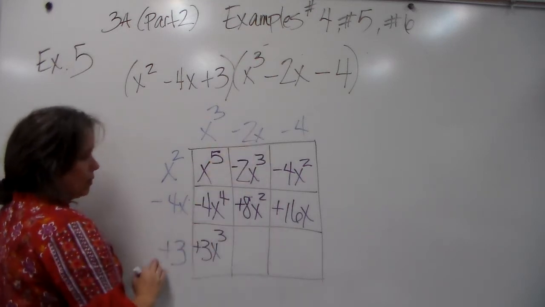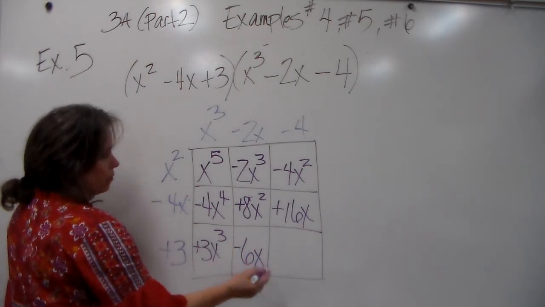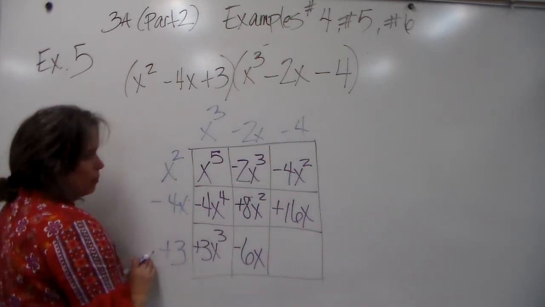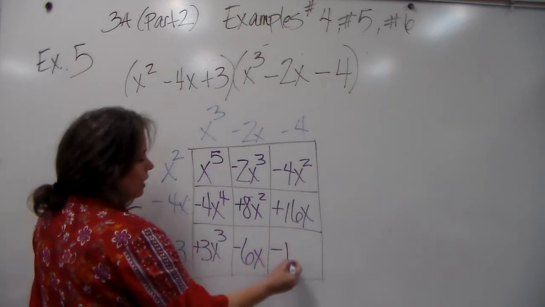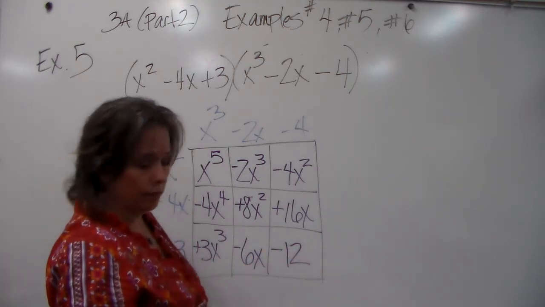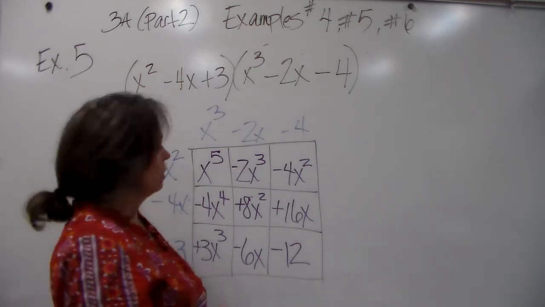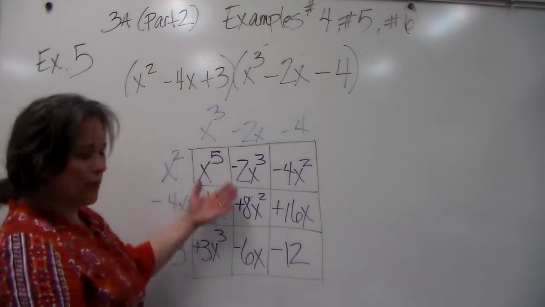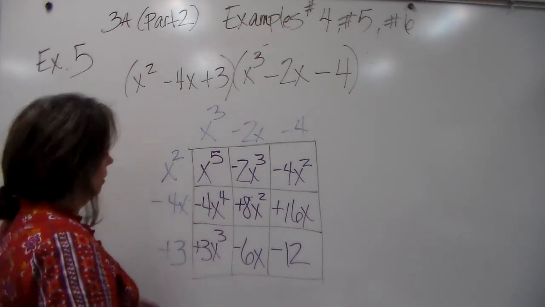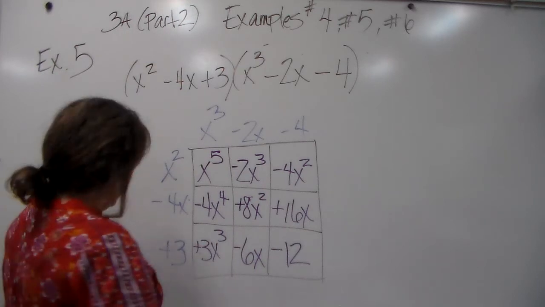Negative 2x times a positive 3 will give us a negative 6x. Negative 4 times a positive 3 is going to give us a negative 12. Now we're done with our multiply step. And now we need to combine like terms, okay? So we have a big 3 by 3 with lots of different terms.